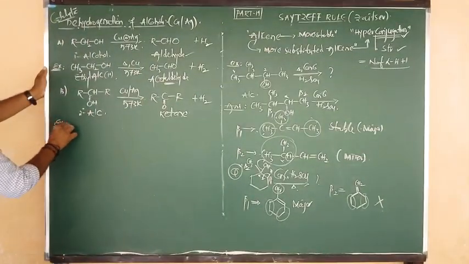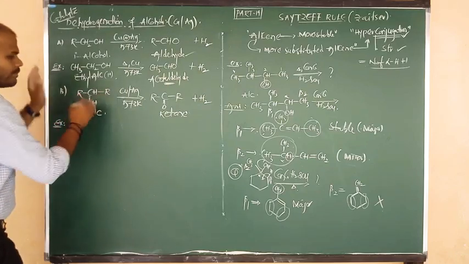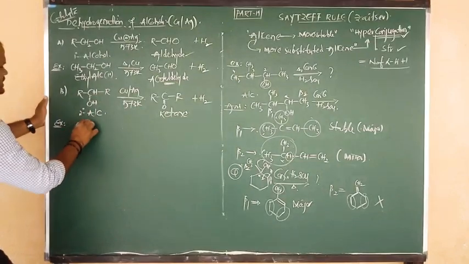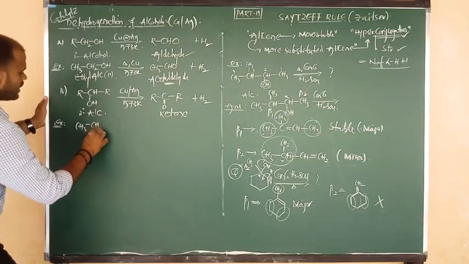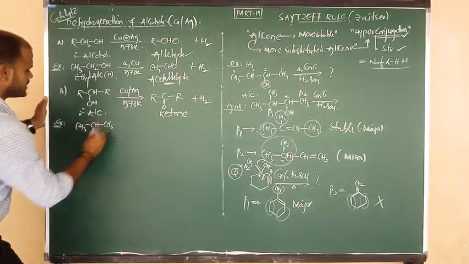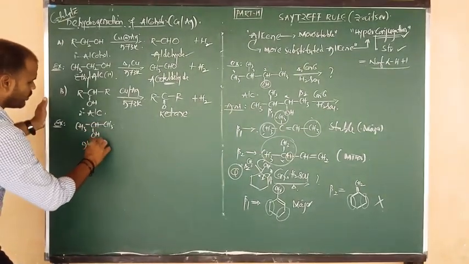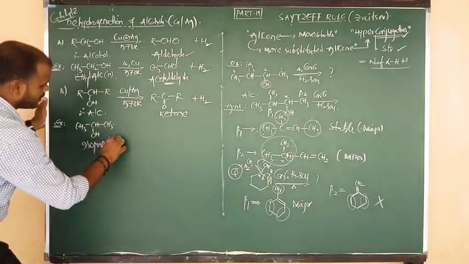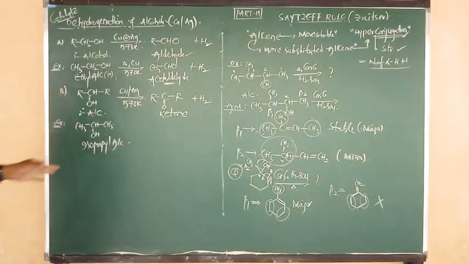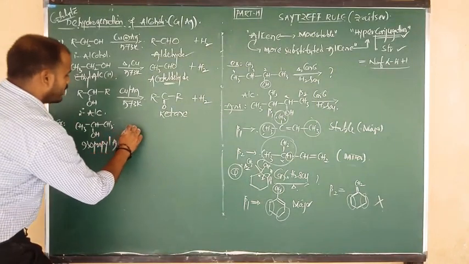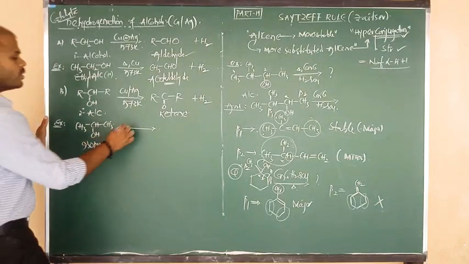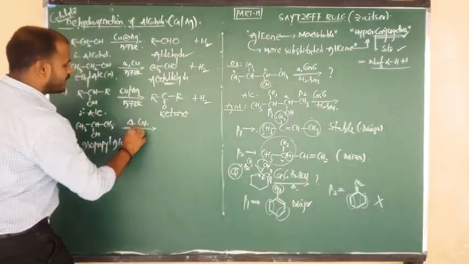Let us go for this one example. Again R, R. Both the R groups I am going to replace by methyl. First suppose CH3 bonded to CH, and below the plane it is connected to an OH group, again connected to CH3. So what is the compound name? Isopropyl alcohol, or we can say the IUPAC name is 2-propanol. What is the IUPAC name, beta? 2-propanol. Right.